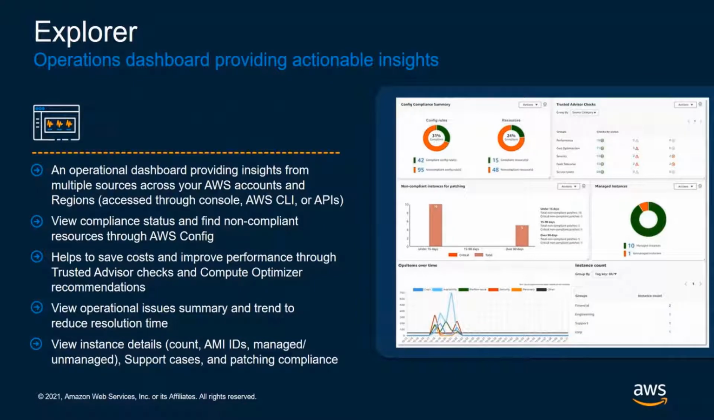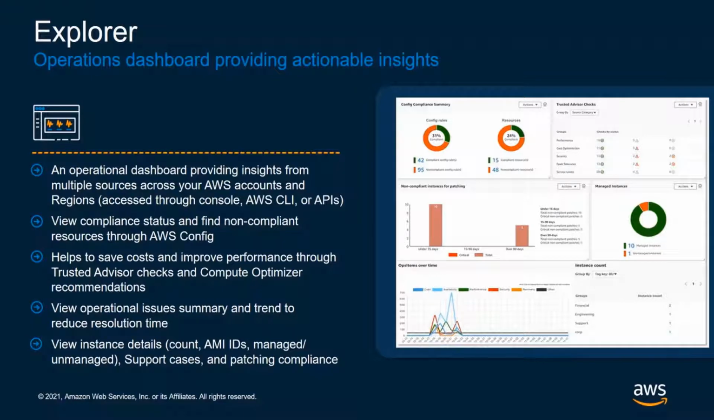The next capability that we'll be talking about is Explorer, which provides an operations dashboard that allows you to then take actionable insights. So Systems Manager Explorer is a customized operations dashboard that reports information about your AWS resources. Explorer displays an aggregated view of operations data, or ops data, for your AWS accounts and AWS regions. In Explorer, this ops data includes metadata about your Amazon EC2 instances, details from AWS Config, details about your support cases, patch compliance details, Trusted Advisor checks, operational work items or ops items, and Security Hub findings.